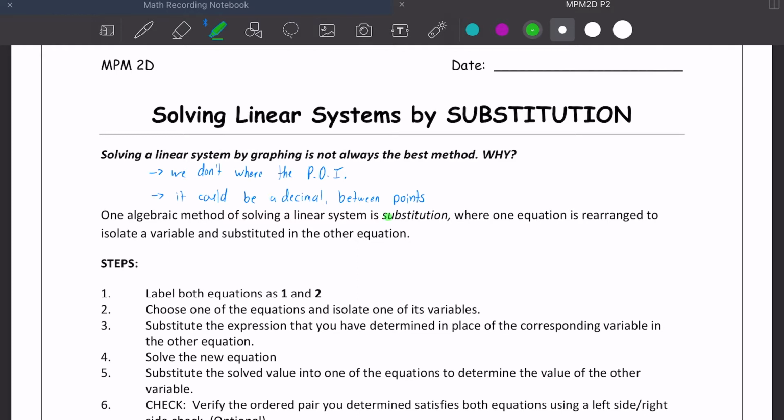So oftentimes we use algebraic methods, and this video is going to be looking at the algebraic method called substitution, where one equation is rearranged to isolate for a variable and substituted into the other. Hence the name substitution. You're going to put something in for something else.